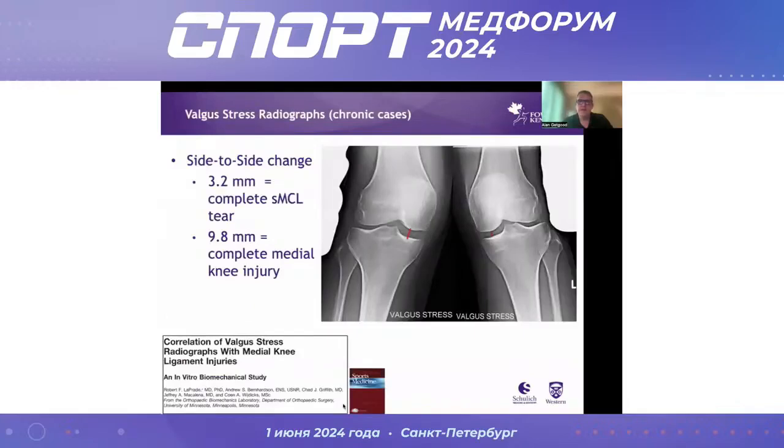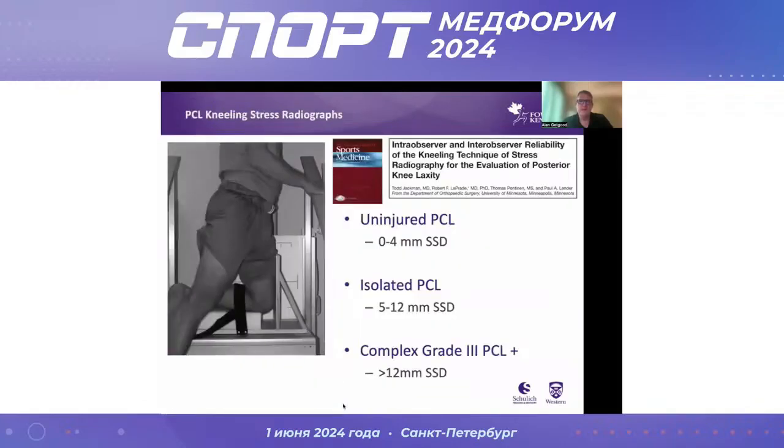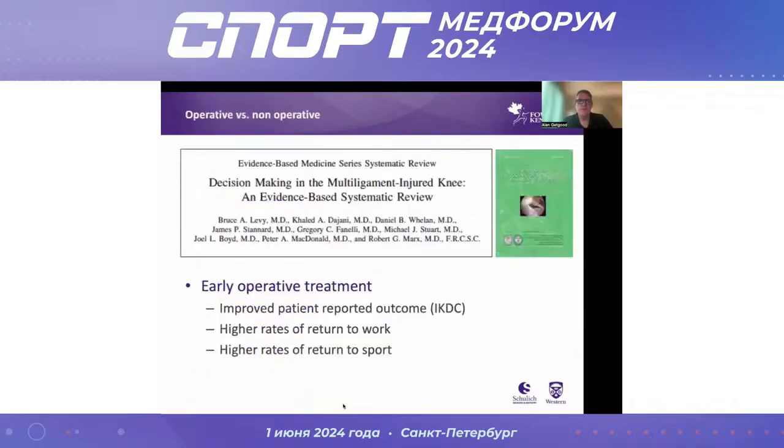Rob LaPrade's group, showing both valgus and varus stress radiography to be very helpful to determine both the extent of medial-sided injury as well as lateral-sided injury, as well as using PCL kneeling stress radiographs to determine the extent of PCL injuries, and I use these very routinely. So once we have all of the information, then we have to make some decisions, and there are lots of things that we need to decide upon when treating these patients optimally.